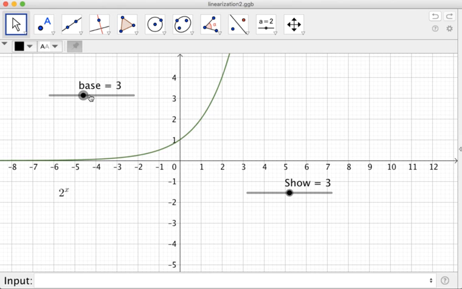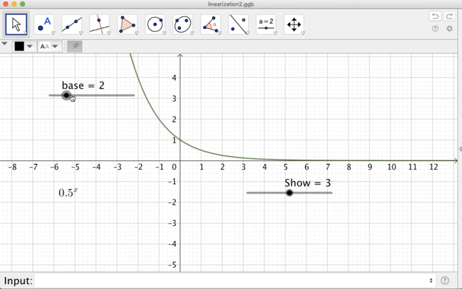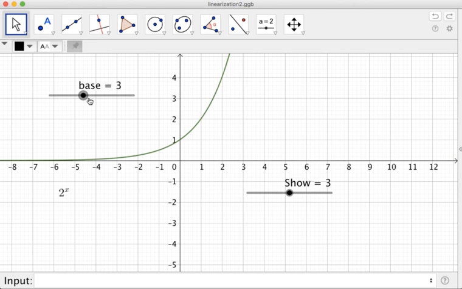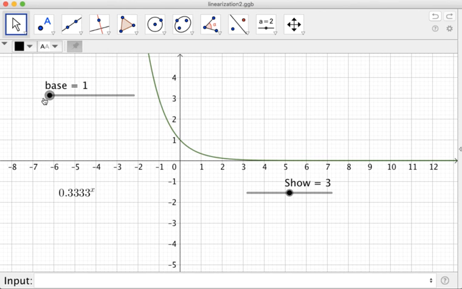So we have 2 to the x, 1/2 to the x. Here we have 3 to the x. Here we have 1/3 to the x. So again, we have just reflections of each other across the y-axis.